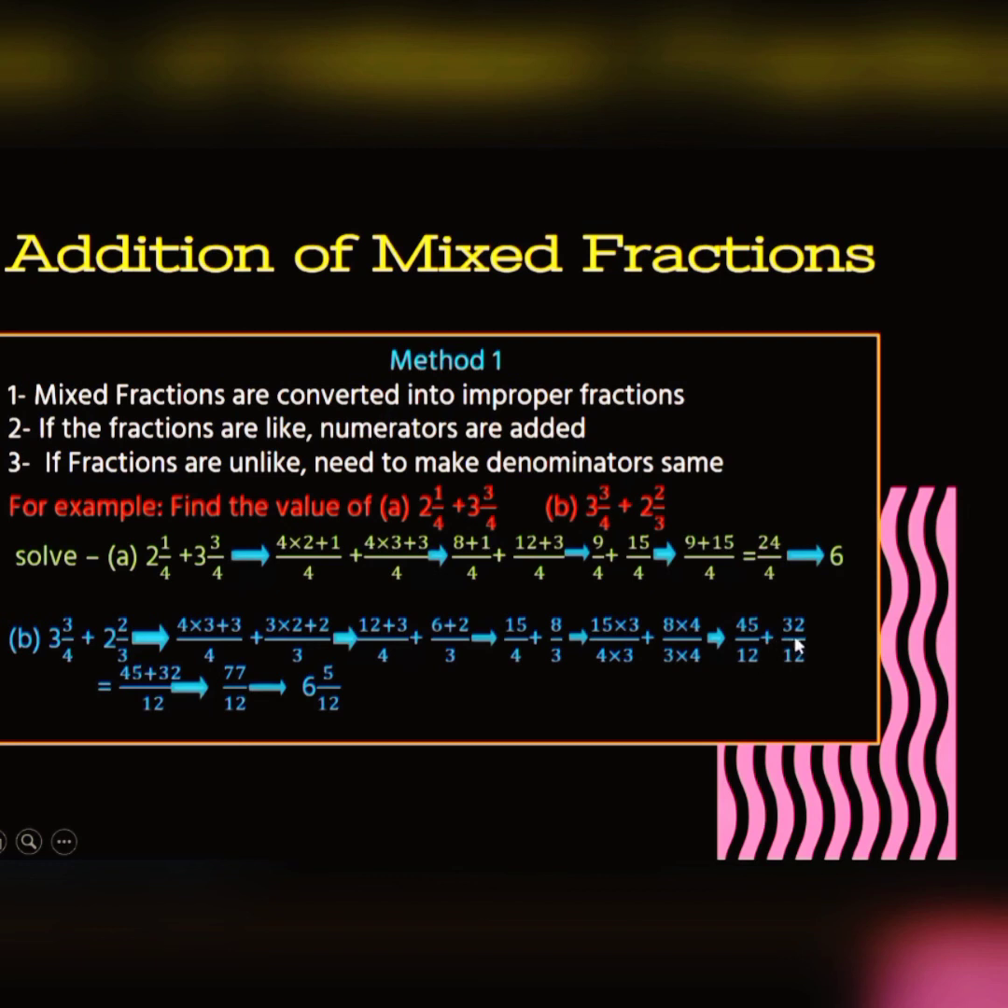Now you need to add the numerators only. This is 45 plus 32 upon 12 will be 77 upon 12. Now you can convert into a mixed fraction. 12 6s are 72, so 6 whole 5 upon 12. So this is the method to find the sum of mixed fractions, either like or unlike. Got it?